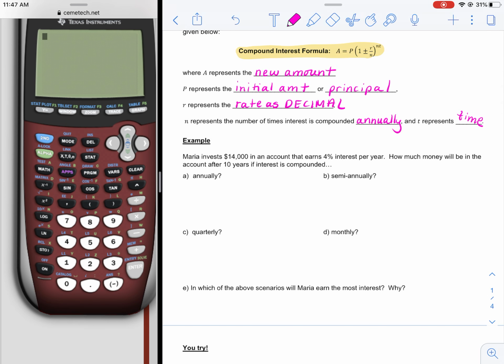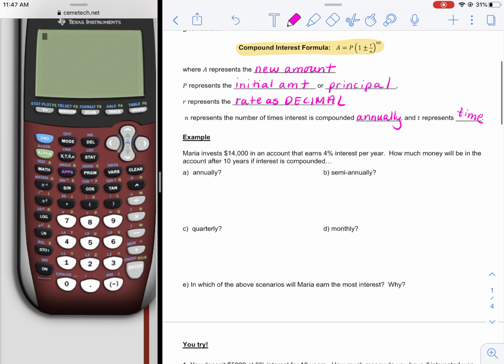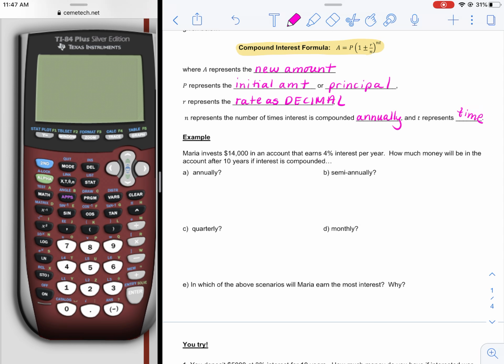So I'm going to do a big example with you where we practice using this formula. Maria invests $14,000 in an account that earns 4% interest per year. How much money will be in the account after 10 years if interest is compounded? We're going to calculate the amount if interest is compounded annually, semi-annually, quarterly, and monthly.